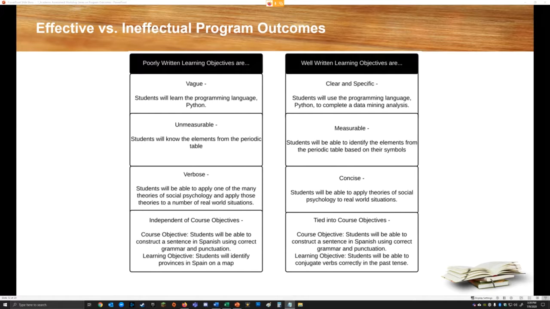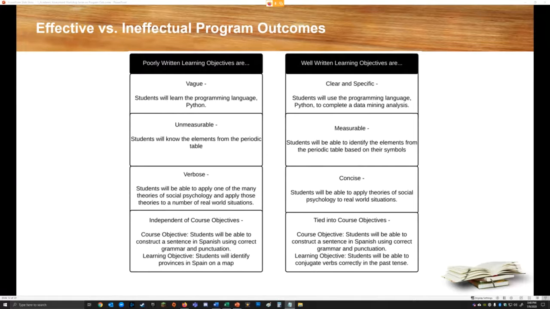So maybe a more measurable outcome would be something with an action verb. In this case, it would be students will be able to identify the elements from the periodic table based on their symbols. Again, that was an example from the live poll as well. And the reason why this one is better is because this is an action. Students identifying that is an action. That's not some theoretical thing that is very difficult to quantify or measure.